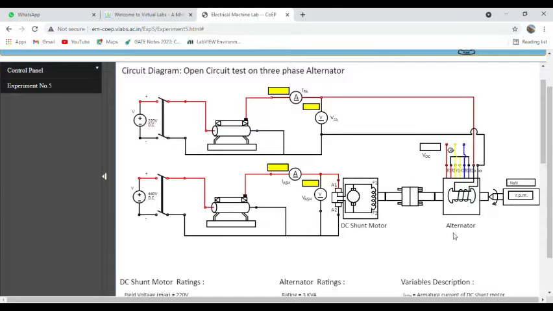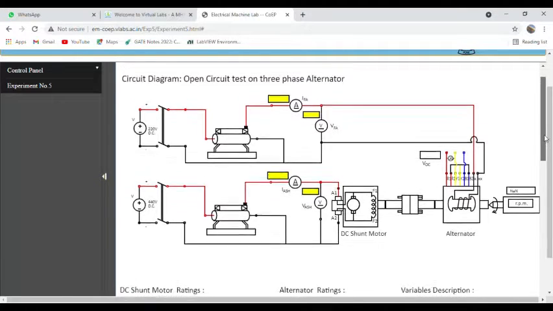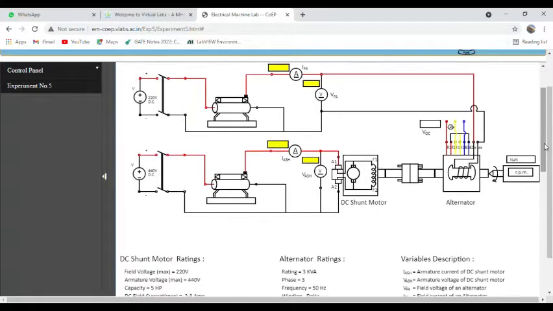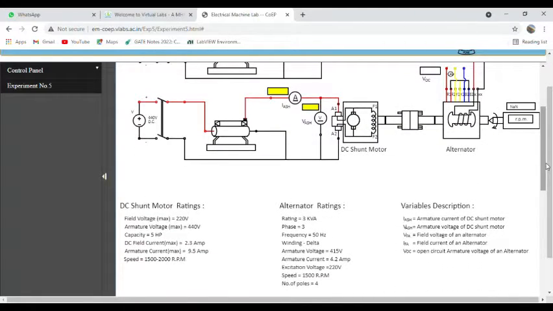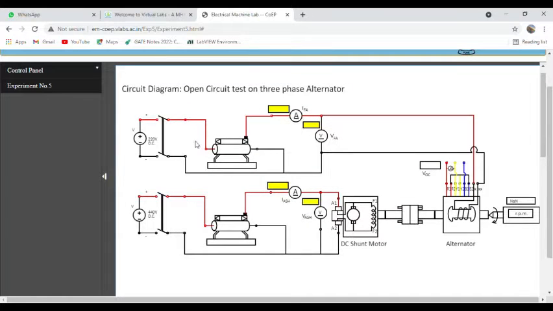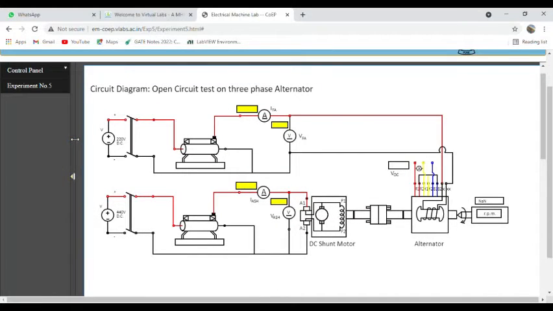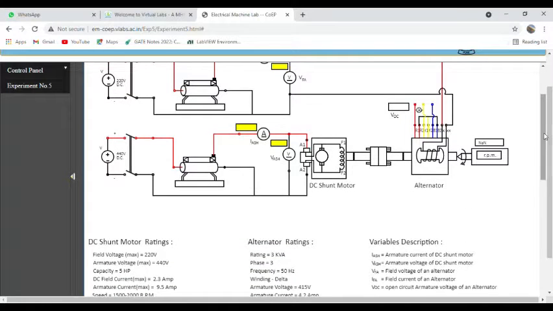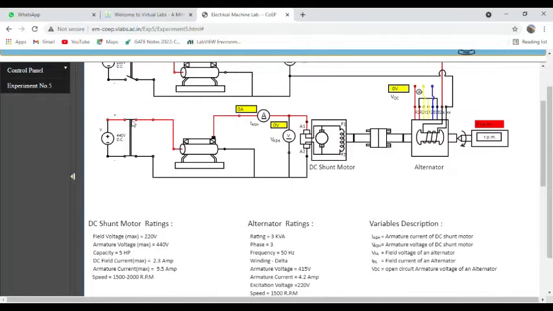The open circuit test, or no load test, is performed by driving the generator at its rated speed while the armature winding is left open. Here we see the DC shunt motor ratings, alternator ratings and variable descriptions. The rated speed is 1500 rpm.